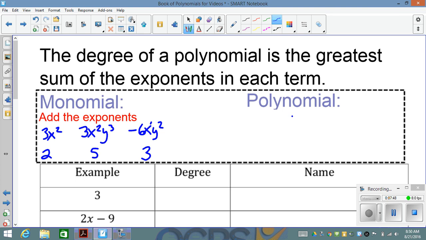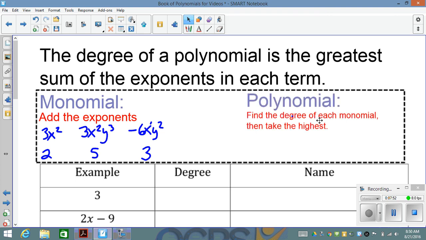Now, with a polynomial, what you're going to do is find the degree of each monomial and then take the highest. So go ahead and write that down. And then let's talk about what we mean. This is the one that goes back to our general definition. So find the degree of each monomial, so that's the sum of the exponents. Then take the highest, that's the greatest. So you're going to take the biggest one.